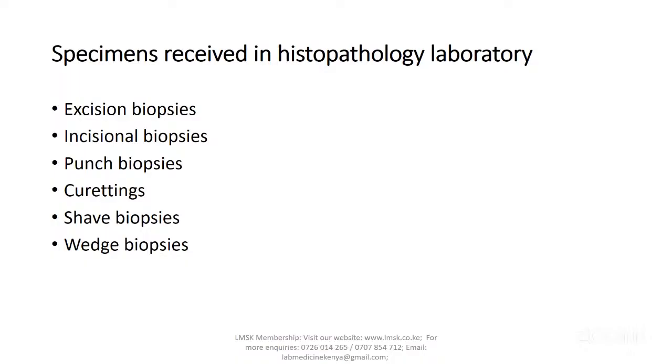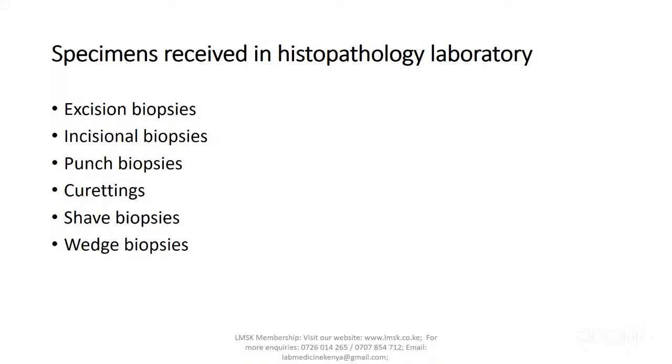Mostly this one is just a small cylindrical piece of tissue, mostly skin tissue, that is removed using a circular tool. Then we have the curettings. These are samples that are normally obtained through the D and C procedure, the dilation and curettage procedure. And mostly they are from body cavities, and particularly the uterus.